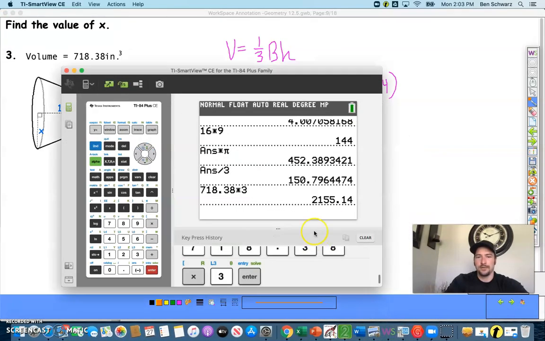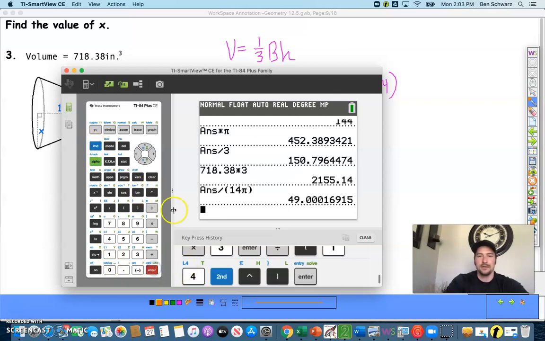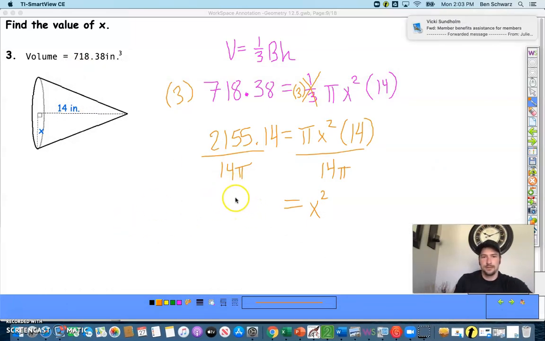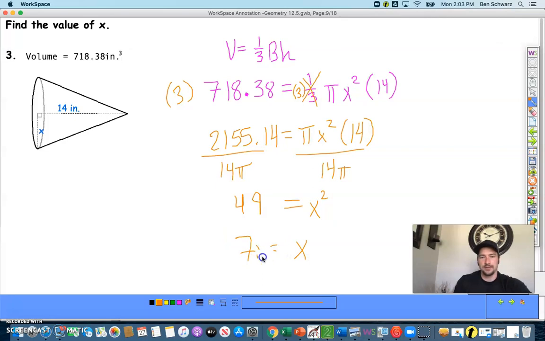We're going to divide what we just got. Make sure you use parentheses here. Divided by 14 pi, like that. And we're going to get about 49. And then, so last step is to square root. So x would be 7 inches. Like that.